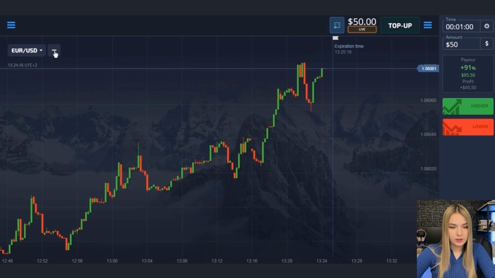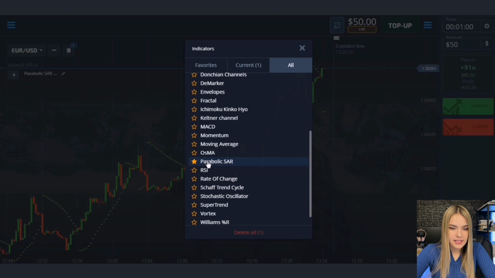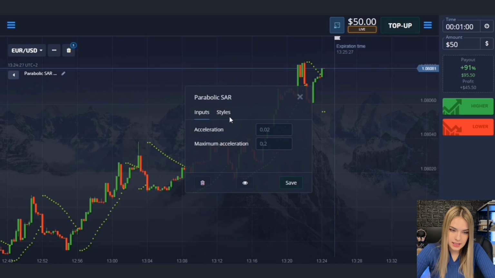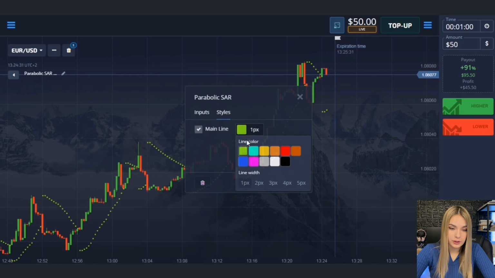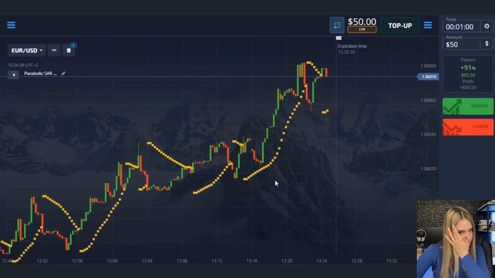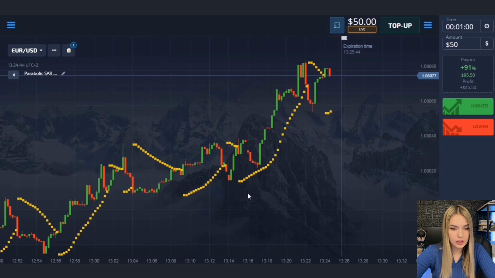movement. In order to connect this indicator, I press this button in the upper left corner. Then click here and a list of indicators opens in front of us. We select Parabolic SAR from the list. We leave all the settings by default. We can change the color and thickness of our indicator. In turn, you can choose any other color you like. After that, click Save. Our indicator is ready to work. We see that yellow dots have appeared at the top and bottom of our chart.